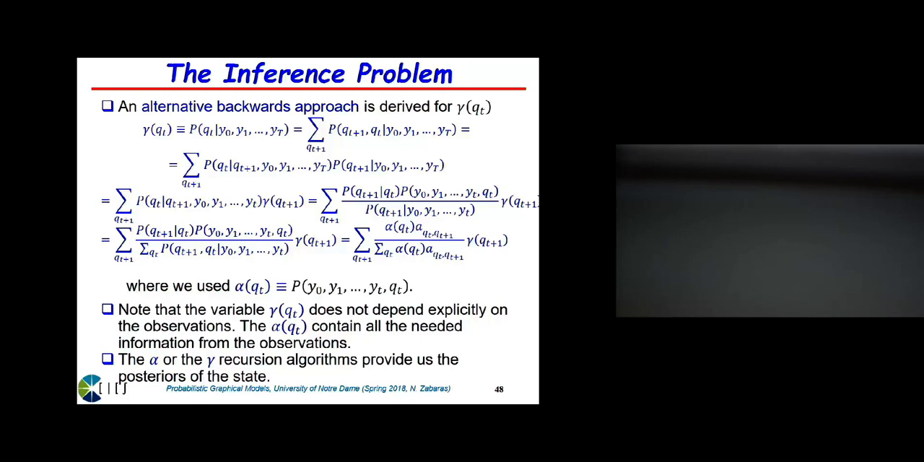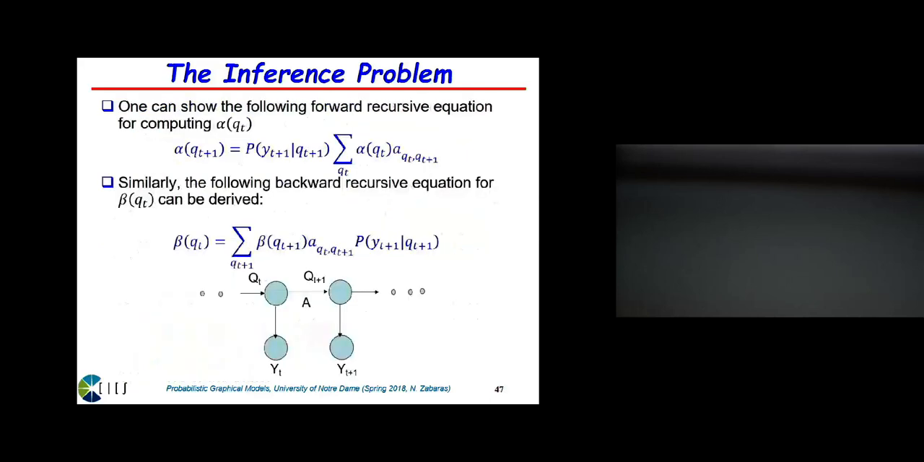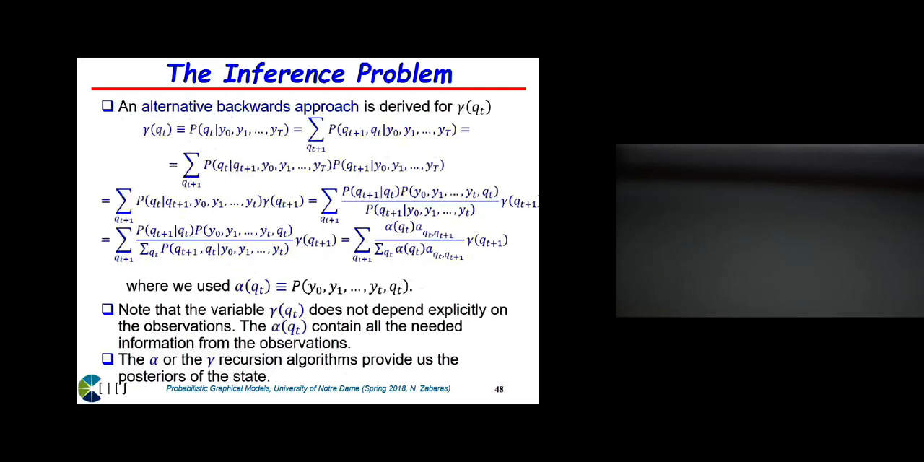Because if you do the calculations, and they are sort of trivial, they only use some conditional independence, you can show that to compute gamma QT, you have to compute the message gamma QT plus 1 and then marginalize with respect to QT plus 1. So basically, I don't want you to worry right now about the details of the equations, but there is a beta message propagating backwards, and also there is a gamma message, if you like, that's a little bit different. They have different definitions, okay?